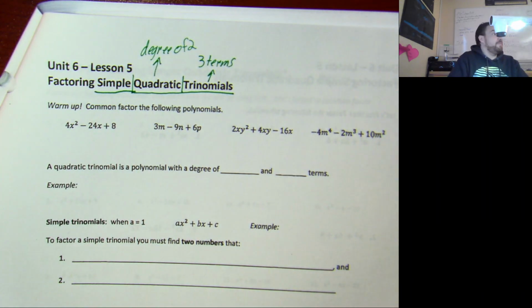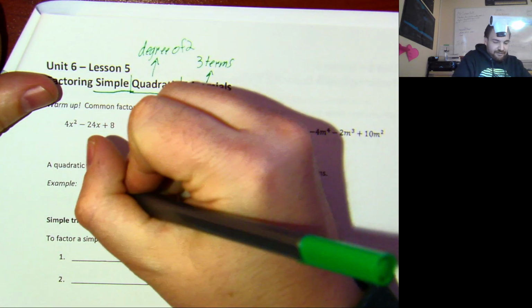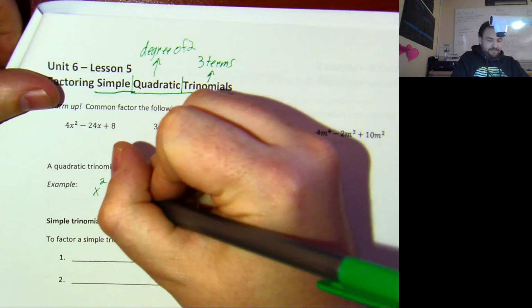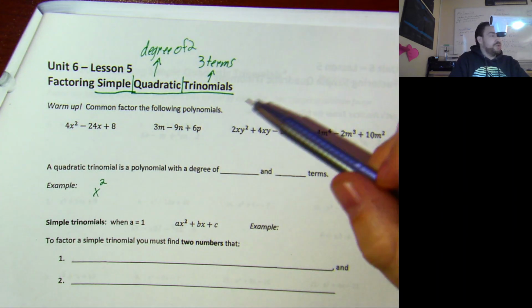Someone give me a 3-termed polynomial with a degree of 2. That does not have a degree of 2. That is a degree of 1. X squared. That has a degree of 2. Well, but we need 3 terms. We need a trinomial.